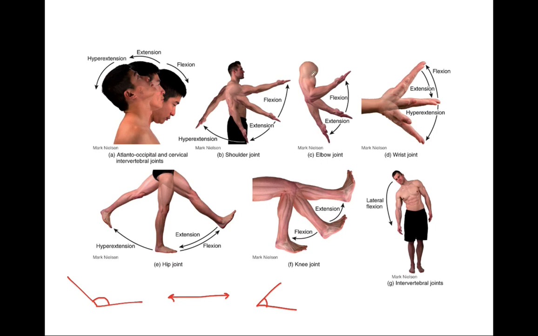The bones articulating here are the humerus, as well as the ulna and the radius. So specifically, we want to look at the angle between those articulating bones. And if we're going to decrease the angle between those bones, that's considered a flexion.